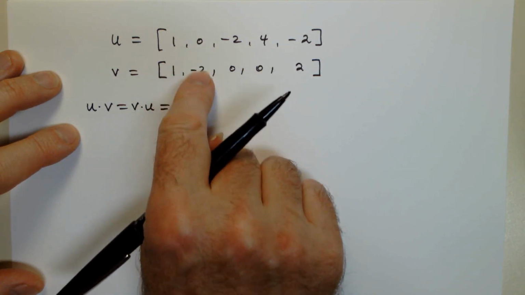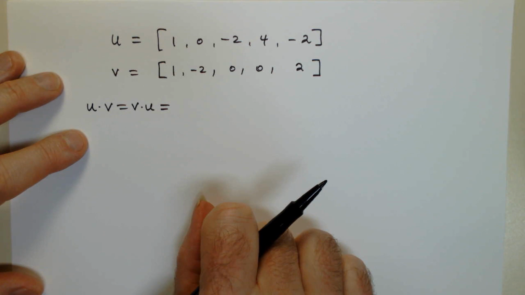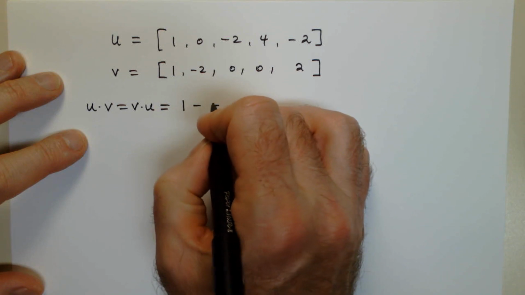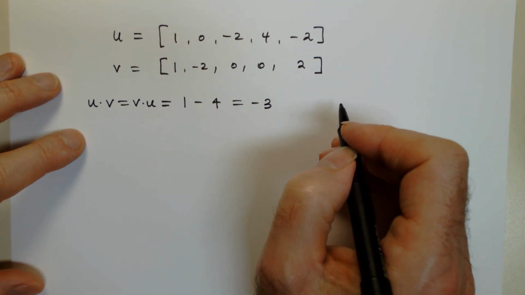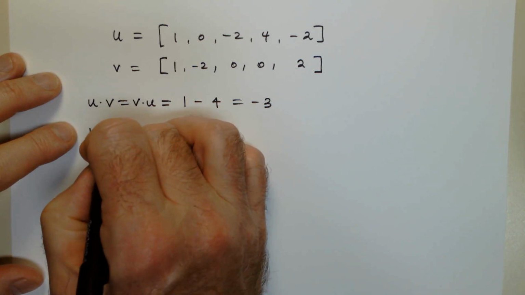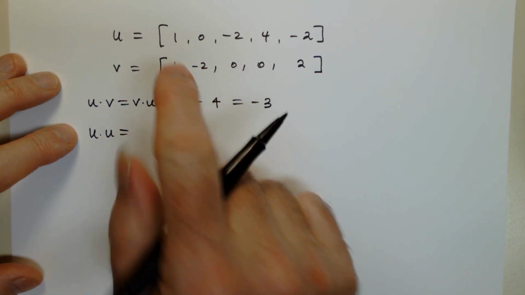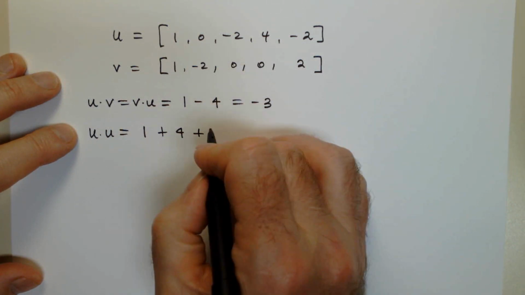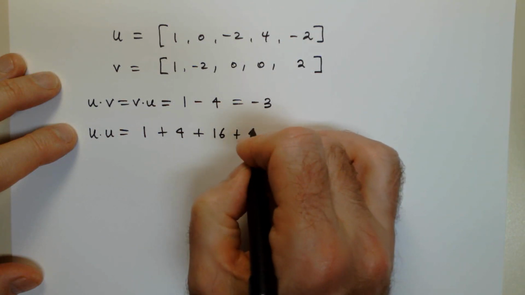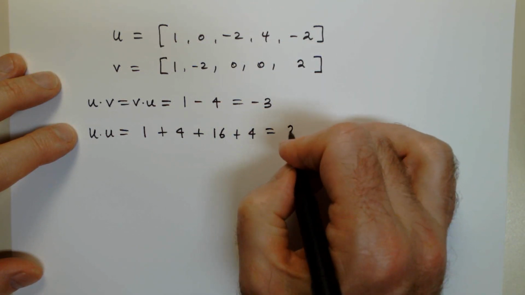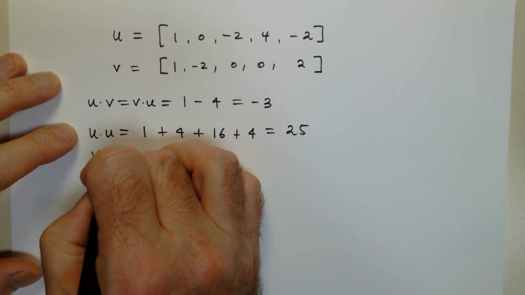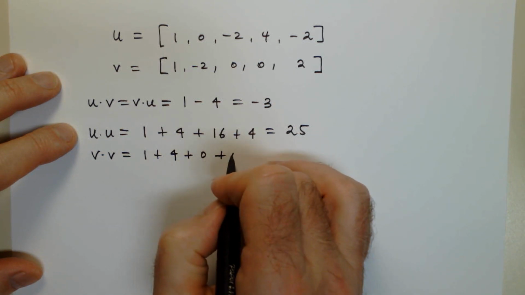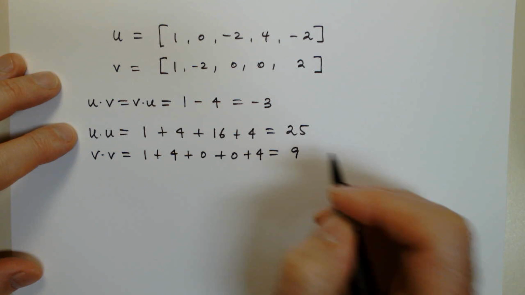And that's going to be simply what I get when I do component-wise multiplication and addition. So we're going to get a 1, 0, 0, 0, negative 4. So this is negative 3. That's u dot v. When I do u dot u, which is just the length of u squared, I'm going to get a 1, 0, 4, 16, and 4. So this is going to be 25. And when I do v dot v, I'm going to get 1, 4, 0, 0, 4, which is 9.